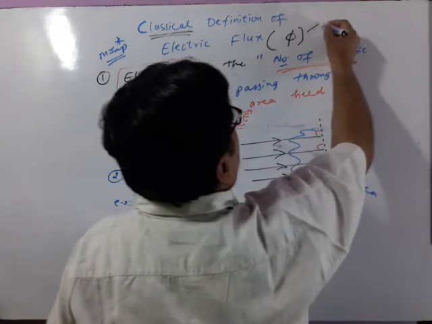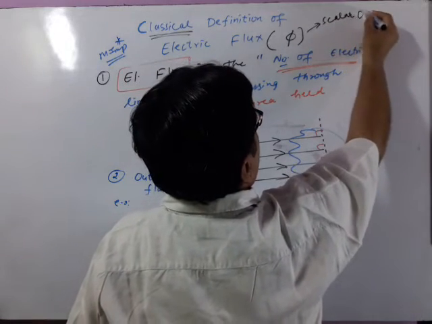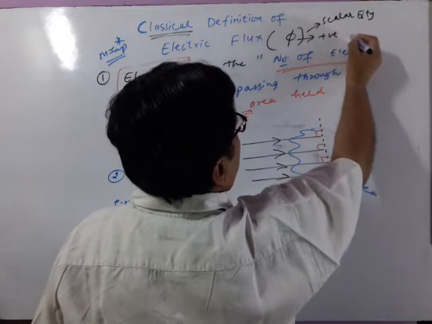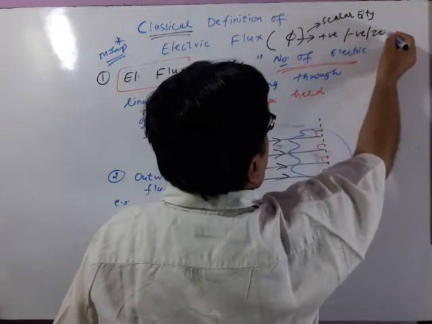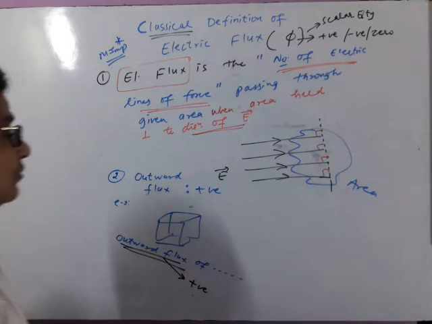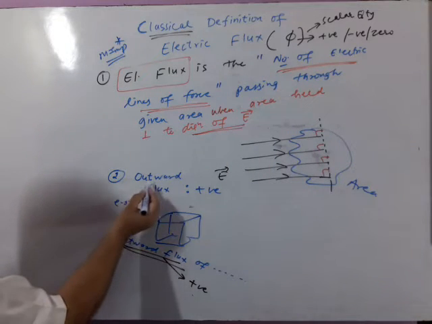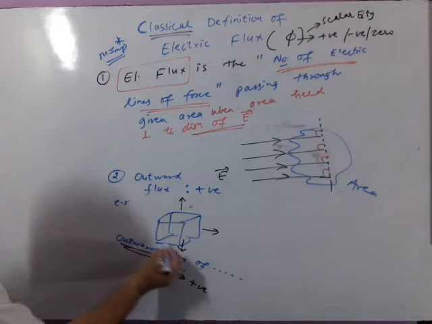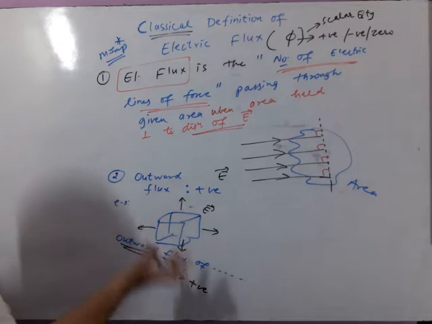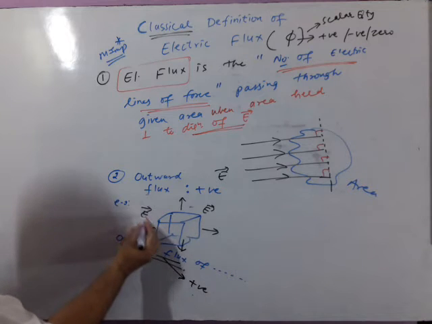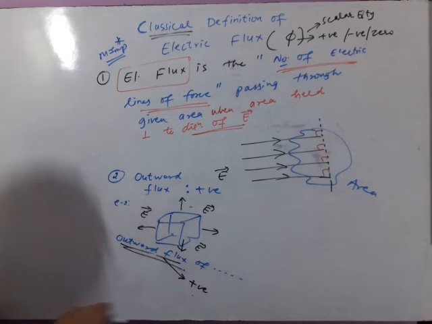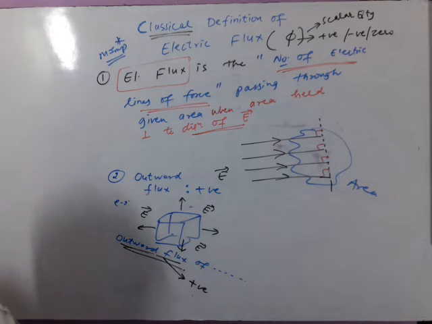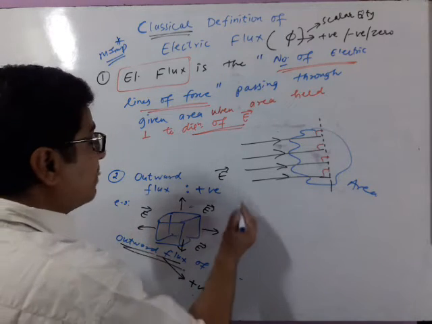Electric flux is a scalar quantity. It can be positive, it can be negative, it can be zero. So outward flux means the electric lines of force are outward, when the electric field is emerging out of a certain closed area, then it is taken as positive. Outward flux is taken as positive. Remember, this is the classical definition concept.